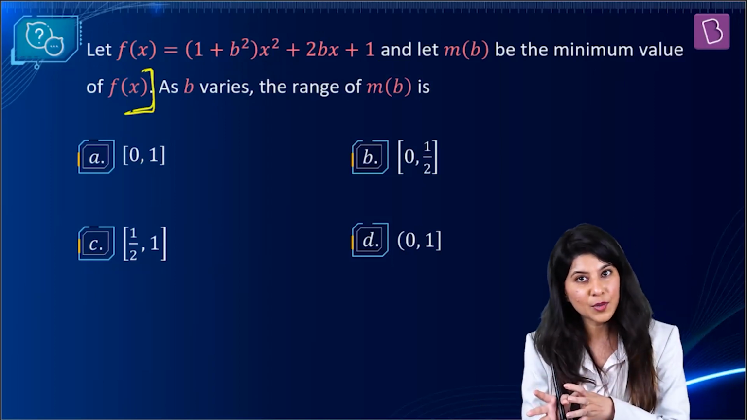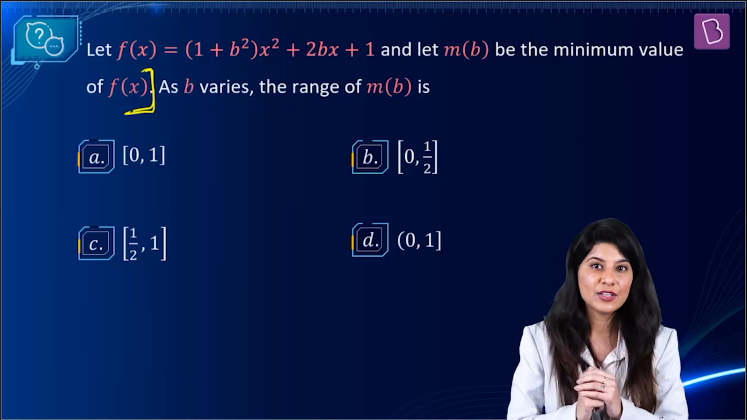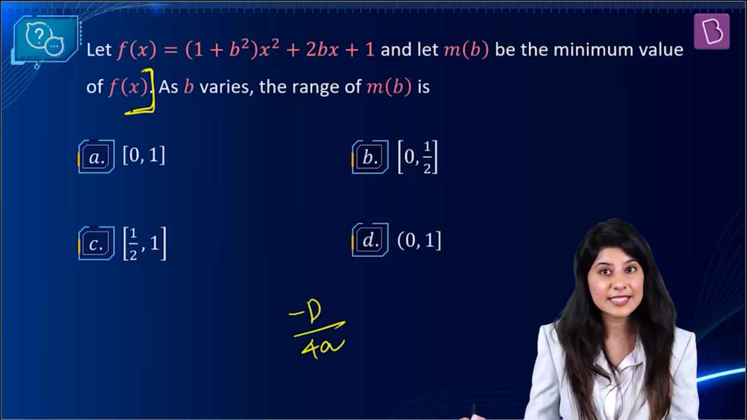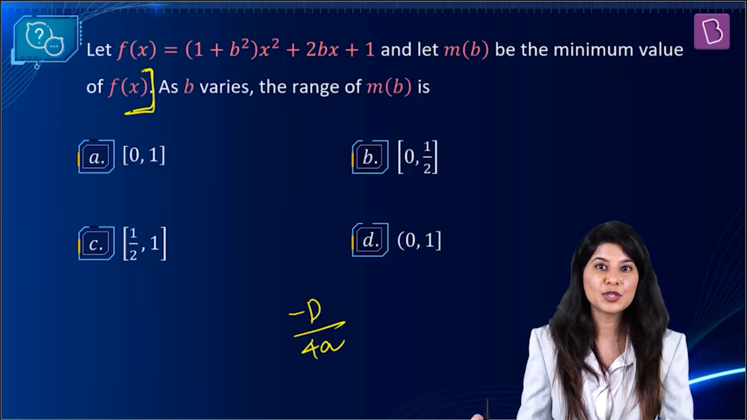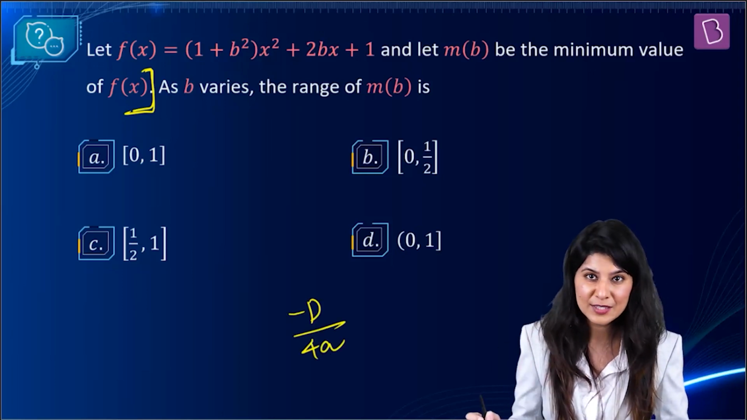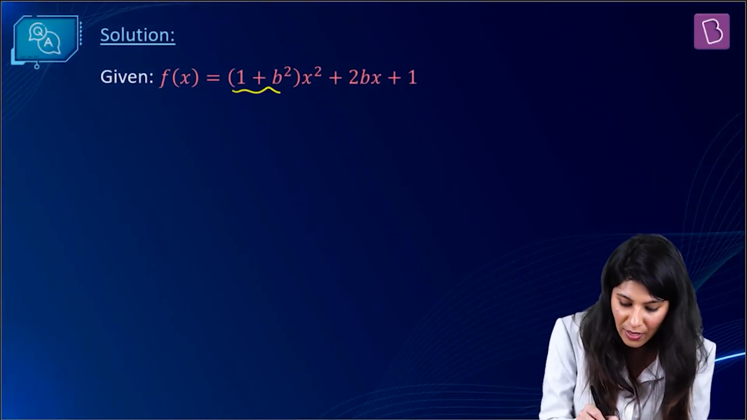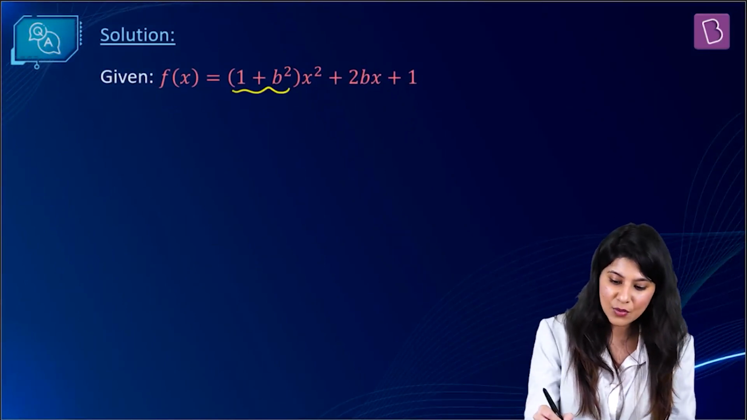The quadratic polynomial is given. We need to figure out the minimum value of the quadratic polynomial. You all know minus D by 4a is the minimum value of a quadratic polynomial whose leading coefficient is positive. Okay, let's figure out what the leading coefficient is. Here 1 plus b square is the leading coefficient.